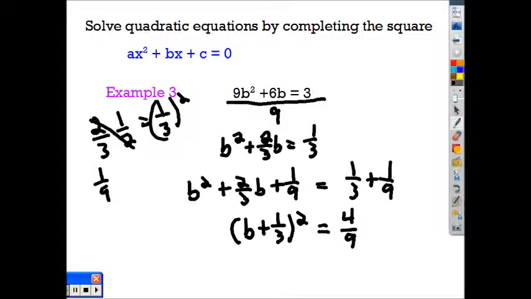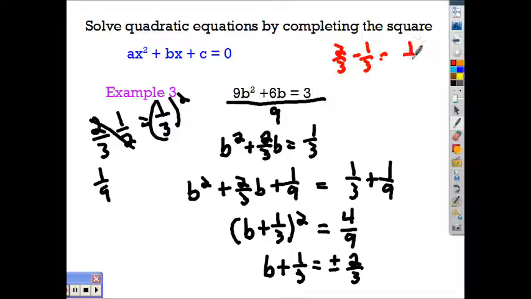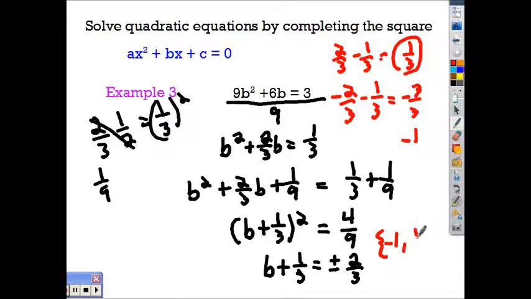Take the square root of both sides, I get b plus 1/3 equals positive and negative 2/3. The square root of 4/9 is 2/3. Now I'm going to move up to the top. So we have a positive 2/3 minus 1/3 equals 1/3. That's one of my solutions. But then we also have a negative 2/3. Negative 2/3 minus 1/3 equals negative 3/3, also known as negative 1. So my two solutions are negative 1 and positive 1/3.